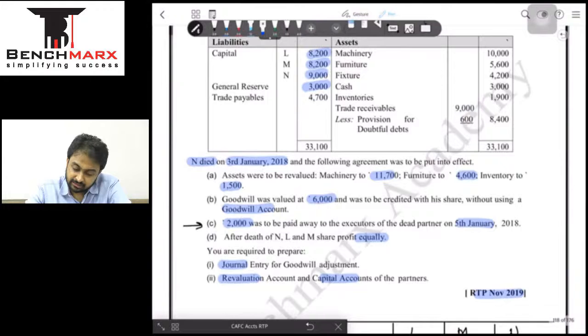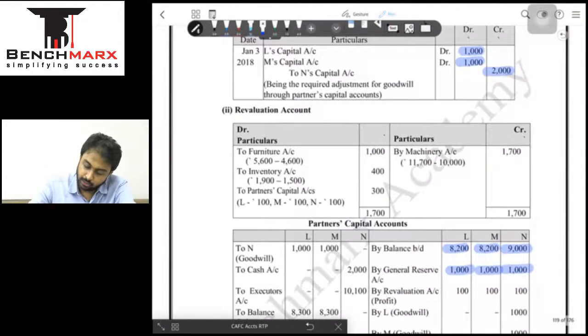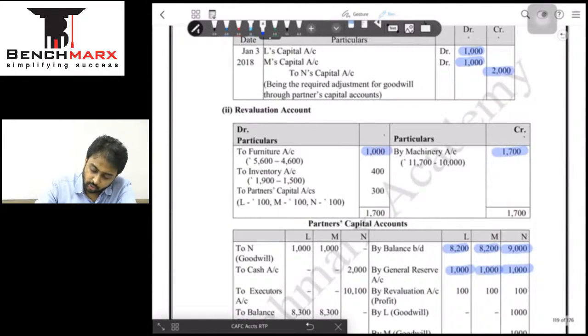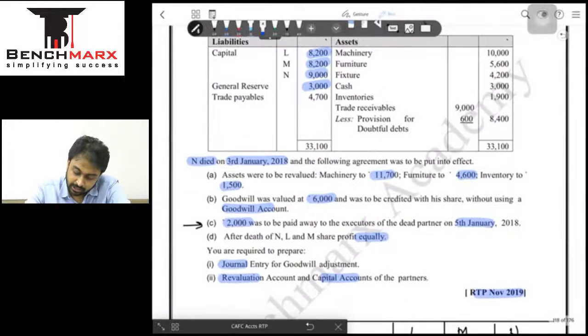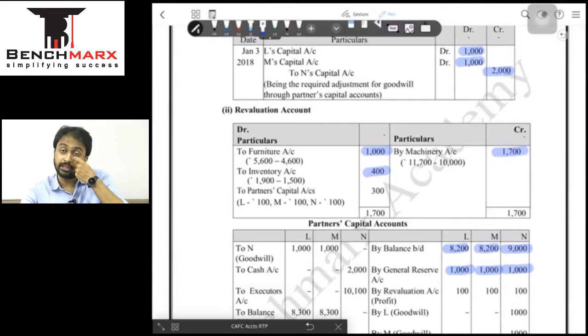Machine is 11,700 from 10,000, so it's a gain of 1,700. We'll go in the credit side as 1,700 as the amount of gain. Okay. Then furniture 4,600 from 5.6, it's a loss of 1,000. Debit side 1,000. Okay, very simple. Inventories 1,500 from 1,900 appears to be a loss of 400, so loss of 400. So these three are the only revaluations.